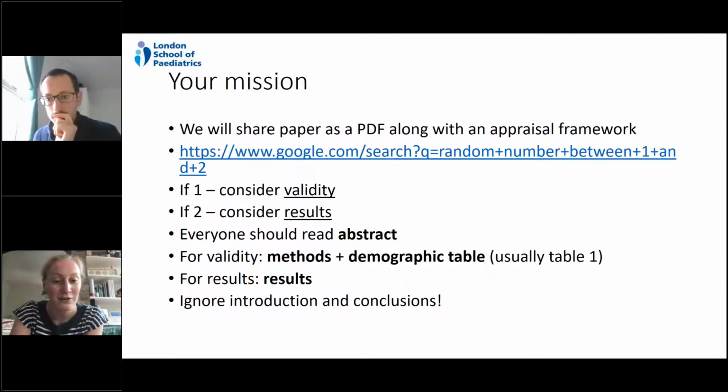So don't read the introduction, don't read the conclusions, read the bits in bold. Has everyone got the paper? Has it been randomized?